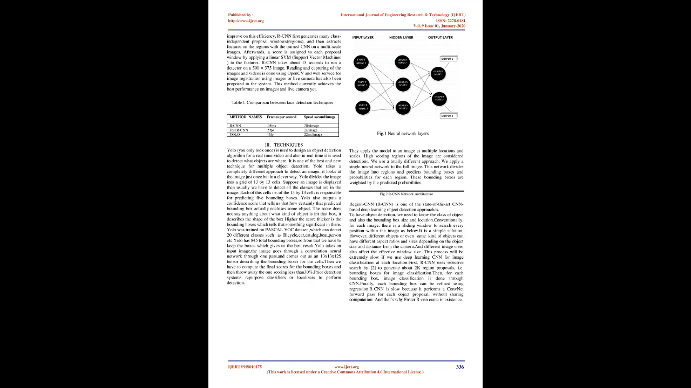To improve on this efficiency, RCNN first generates many class-independent proposal windows, or regions, and then extracts features on the regions with the trained CNN on multi-scale images. Afterwards, a score is assigned to each proposal window by applying a linear SVM, support vector machine, to the features. RCNN takes about 15 seconds to run a detector on a 500 x 375 image.